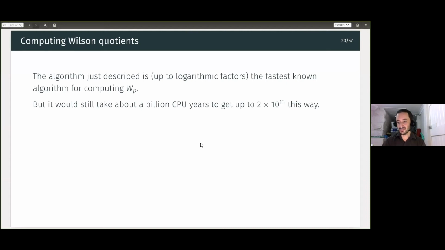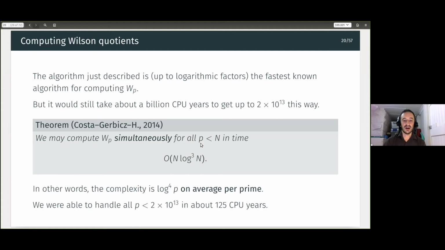Now, this is in fact what Edgar Costa and I were doing. We were implementing this when we came across what Robert Goebbels was doing. To get to 20 trillion, it would have taken us about 1 billion CPU years. So maybe there are people in the audience who do astrophysics or protein folding and get to use some really big computers, and for them probably 1 billion CPU years is just a drop in the bucket. But for a poor number theorist like me, that's unaffordable. So we have to work a bit harder and be a bit smarter.